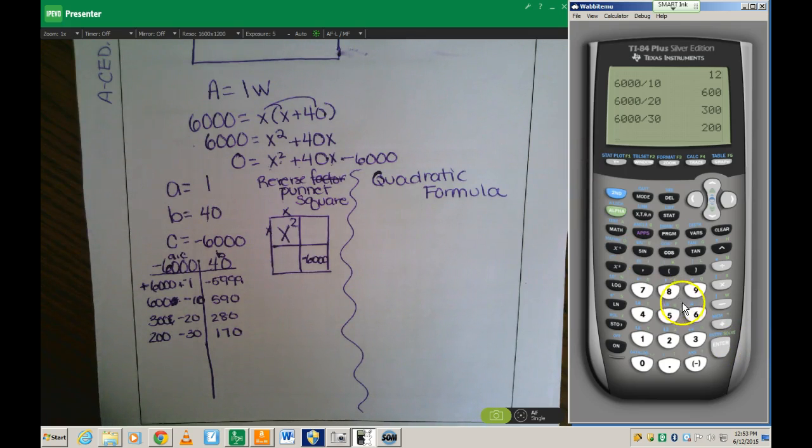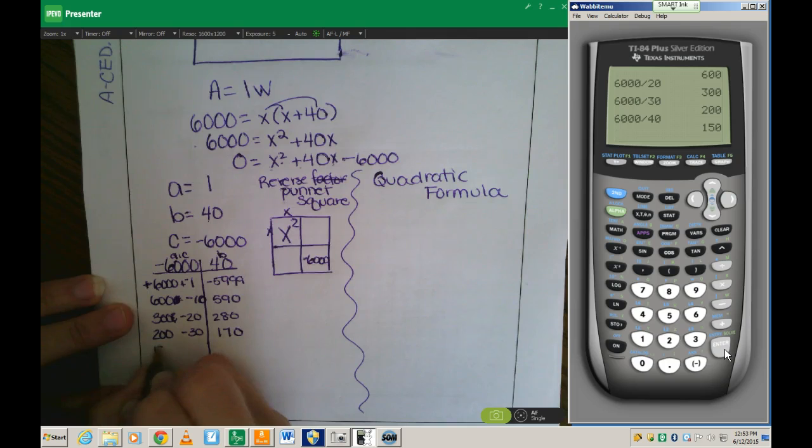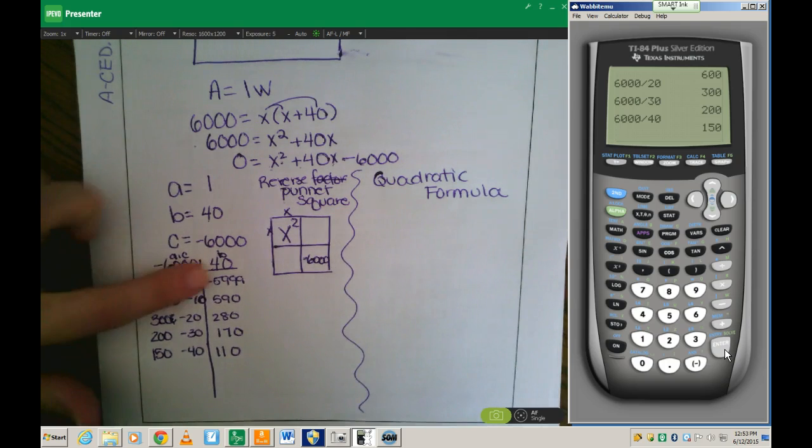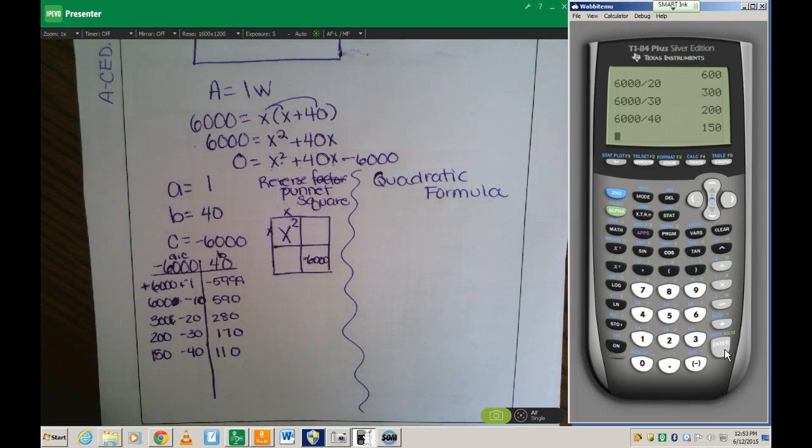So now I'm going to see if I can do 6,000 divided by 40. And I get 150. So we have 150, negative 40, that combines to 110. So these numbers are getting smaller. We're trying to get it to 40.